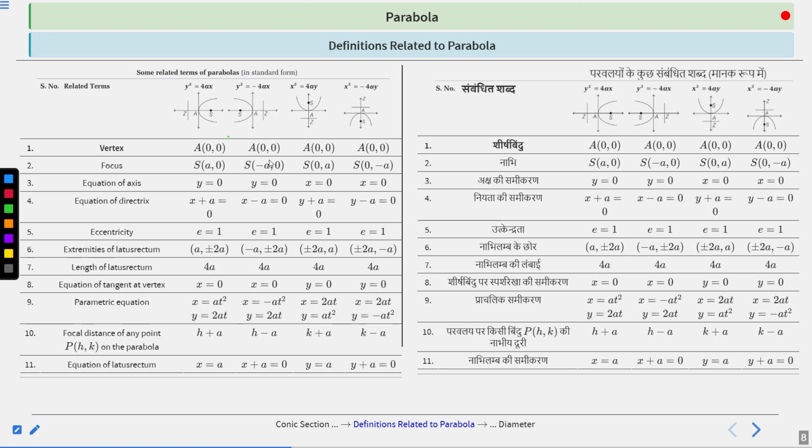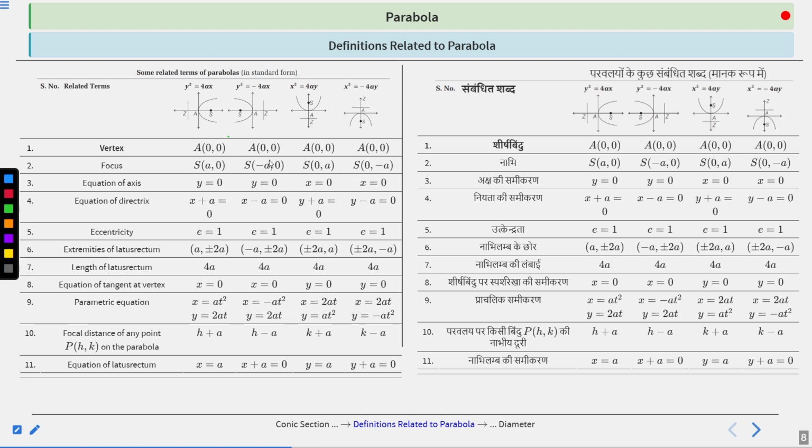Next parabola we have x square is equal to minus 4ay. Having vertex at (0, 0), focus S (0, minus a), equation of axis x equal to 0, equation of directrix y minus a is equal to 0, eccentricity equal to 1, extremities of latus rectum plus minus 2a and minus a, length of latus rectum is 4a, equation of tangent at vertex y equal to 0, parametric equation x equal to 2at and y is equal to minus at square. Now focal distance of any point P(h, k) on the parabola is a minus k. Equation of latus rectum is y plus a is equal to 0. Got it?